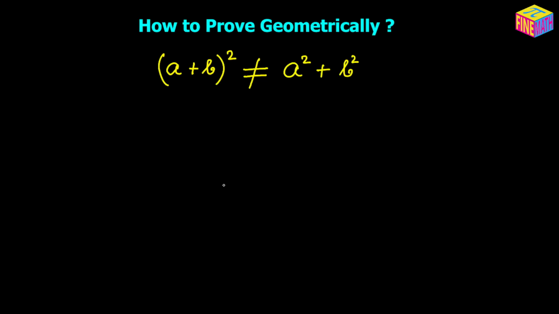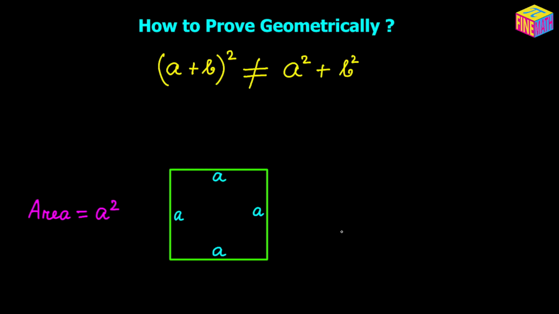Well, the most common one that comes to our mind would be the square, whose four sides are of equal length and internal angles are 90 degrees each, right? So let's take an example. Suppose we have a square like this, and let's assume that the length of each side is a units. What would be the area of the square? The area would be a squared, a times a.